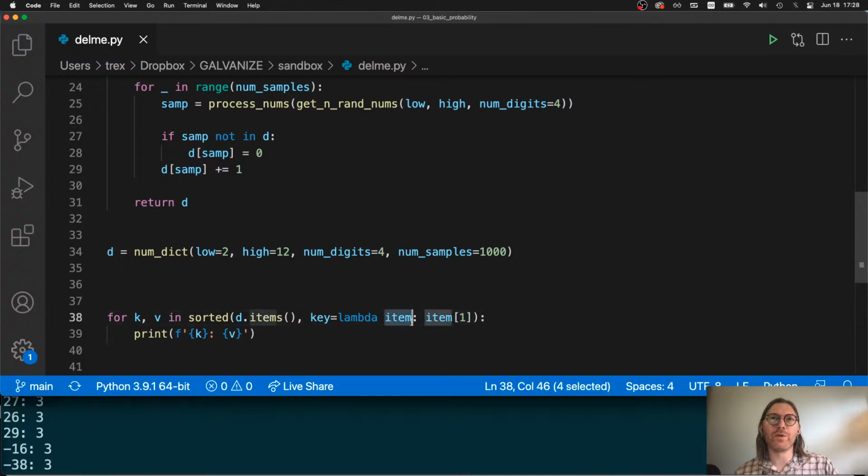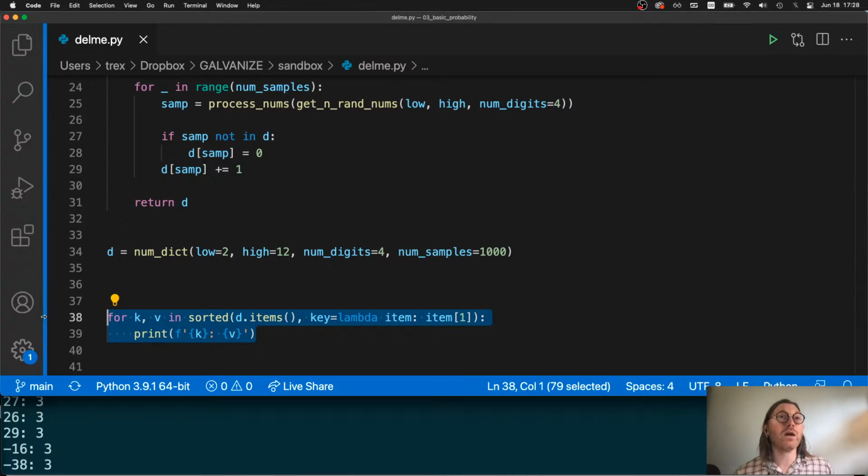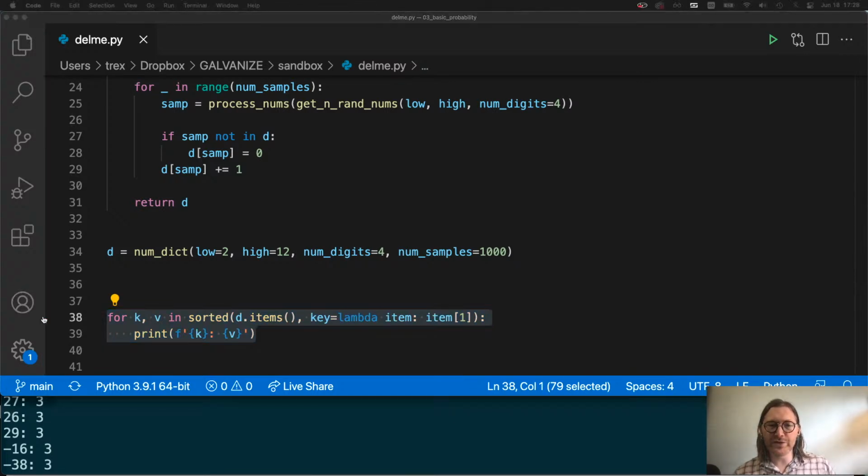The second part of the item that is in the dictionary. So item is kind of this key value pair. Item sub 1 is going to be the value. So we're sorting on the value in this construction. So that is the best way that I know of to do this.